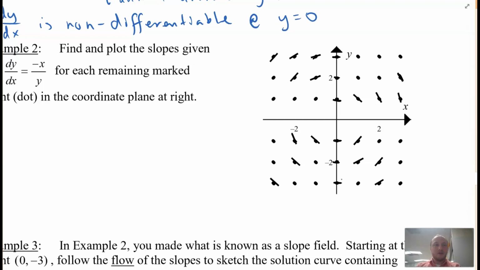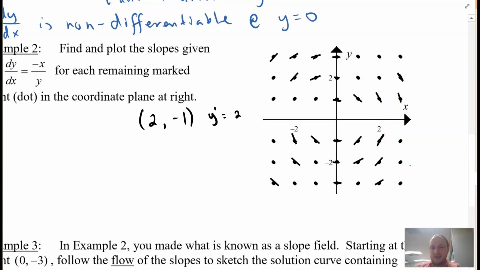Now I can choose another point. Let's inspect (2, -1). At (2, -1), the slope, y prime, will be negative x over y, so negative 2 over negative 1, which would be 2. From here, you can imagine going up 2 over 1 and connecting a line. So it's a steep line like that.